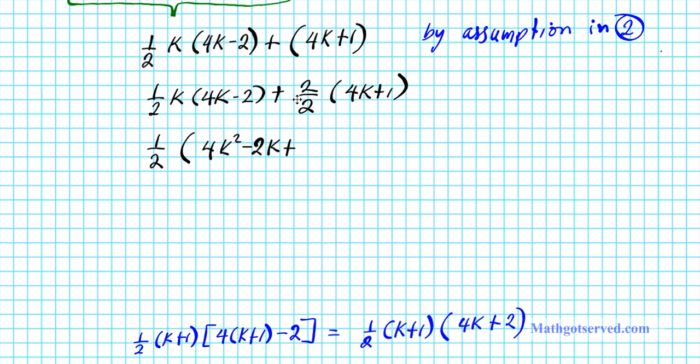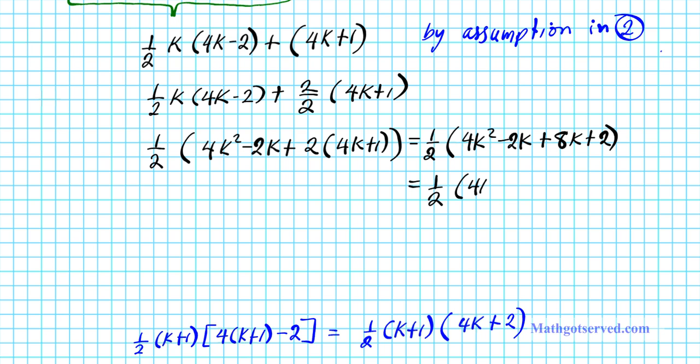if we factor out the 2 from this denominator right here, we're going to just distribute this 2, right? So let's rewrite it again so you can see 2 times 4k plus 1, okay? Because I factored out 1/2 from these two quantities right here, so I have that. Now I can distribute this 2 to both sides, so we have 1/2 times 4k squared minus 2k plus 2 times 4 is 8, 8k plus 2 times 1 is 2. Simplify this a little bit more, we have 1/2 times 4k squared plus 6k plus 2.